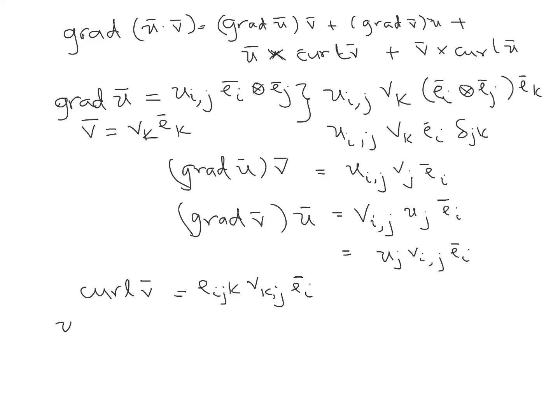Now we want to do U cross curl V. Because I've used I, J, and K, just to be sure that I am not breaking any rule, I'm going to use M in this case for U. So U_m e_m, I'm doing the cross of that with e_ijk V_k,j e_i.